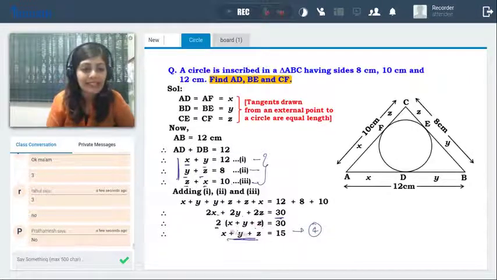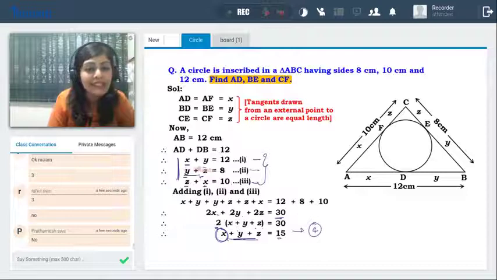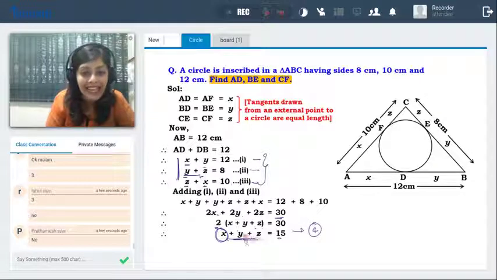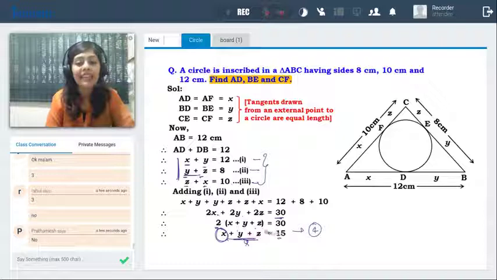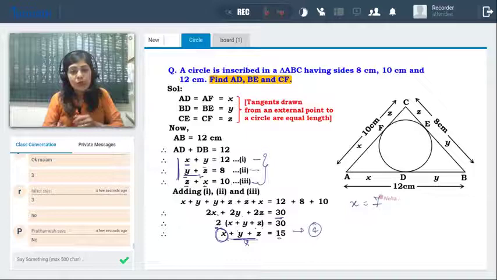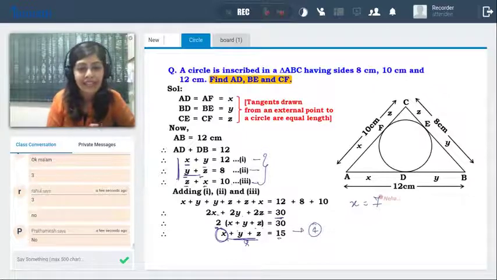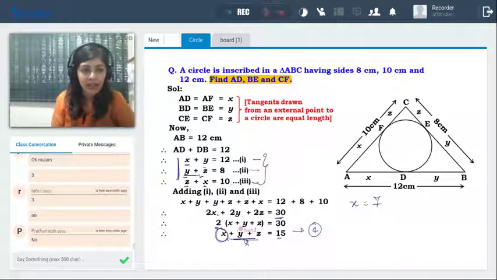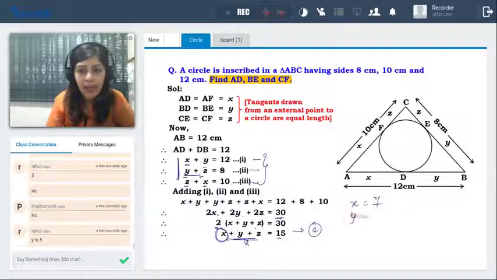Now students, extremely easy. x plus y plus z is 15. So if I want the value of x, I need to substitute the value of y plus z. Do I know the value of y plus z? Yes, definitely. y plus z is 8. So what do I get? x plus 8 is 15. x is equal to 7. Similarly, students, quickly tell me what are the values of y and z from this equation. Solve and give me the values of y and z. Come on, quick. I'm waiting for you all. I want the values of y and z.